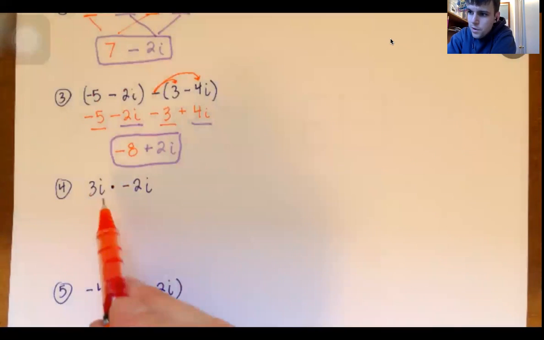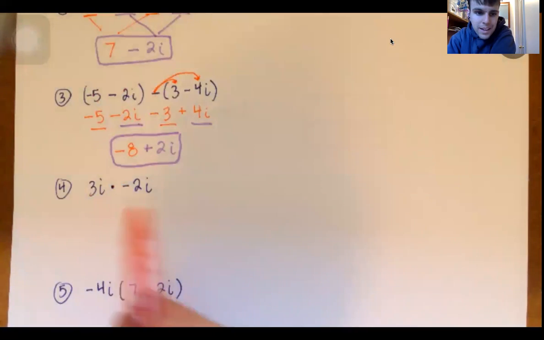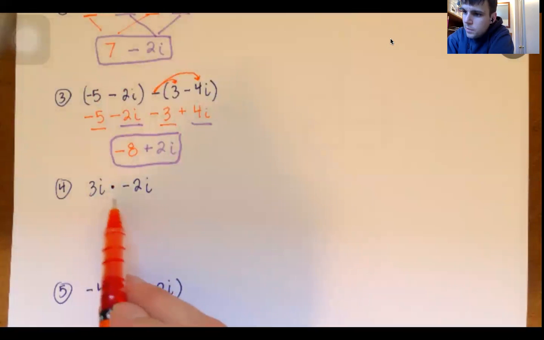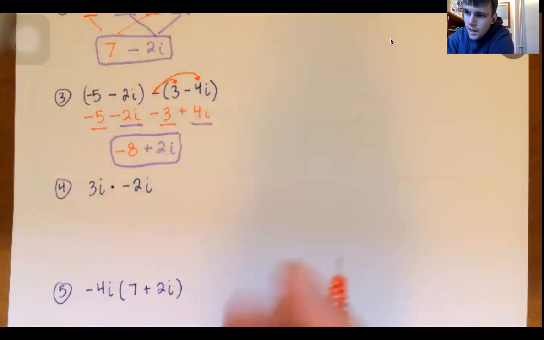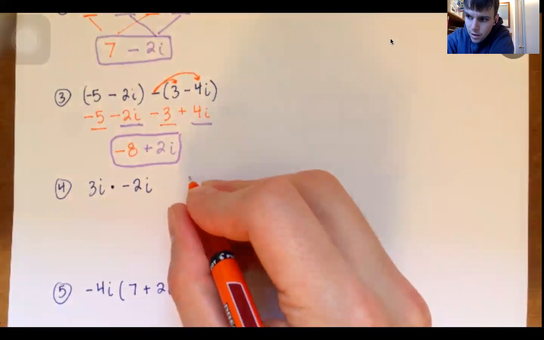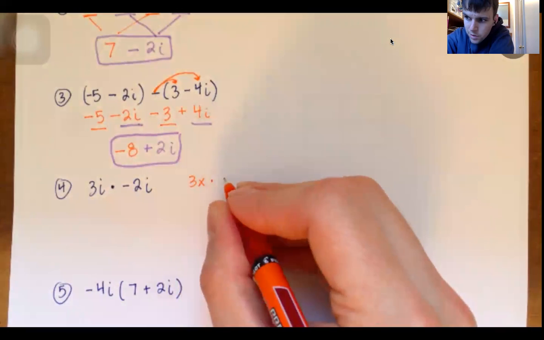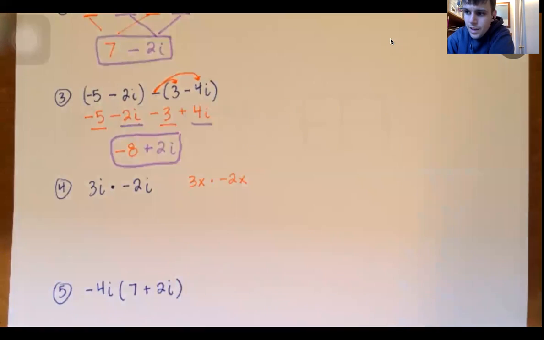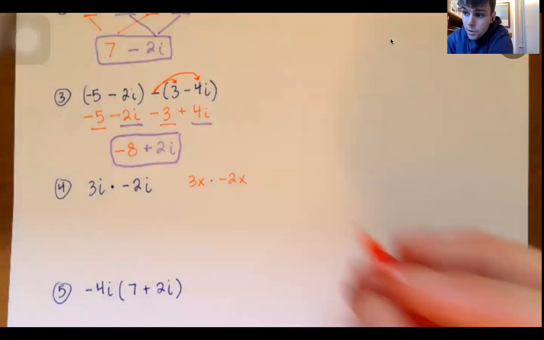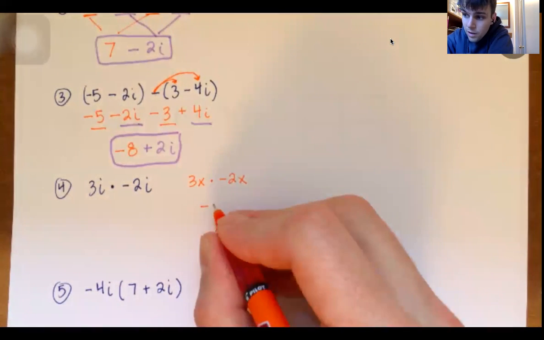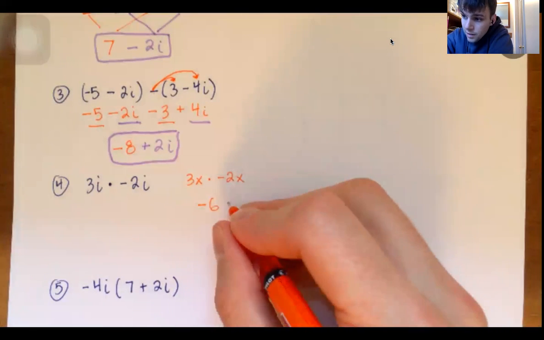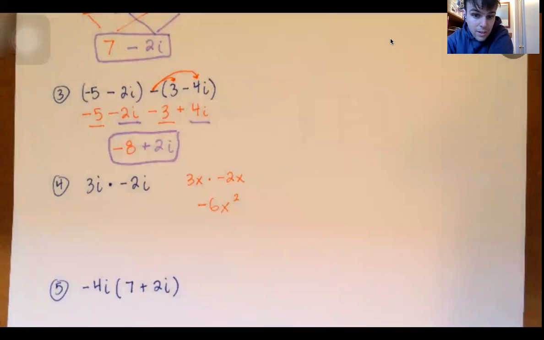All right, here we go. Hopefully you've watched the Powers of i video already, because we're going to need that when we multiply these together. So we have 3i times negative 2i. Again, a lot like variables, I can almost think about this as sort of like 3x times negative 2x. Now, I'm going to take it a step further than I would with these variables. With these variables, I would multiply the coefficients. 3 times negative 2 is negative 6. x times x is x squared. That's it. That's all I would do there.